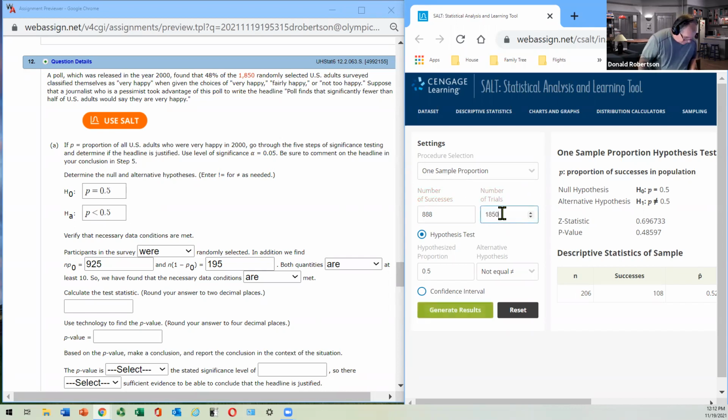So if you find 48% of that number, you get this guy. Now we want a less than story, so we're going to change that to less than, so 0.5 less than, and generate results. So there's our null and alternate. That matches.